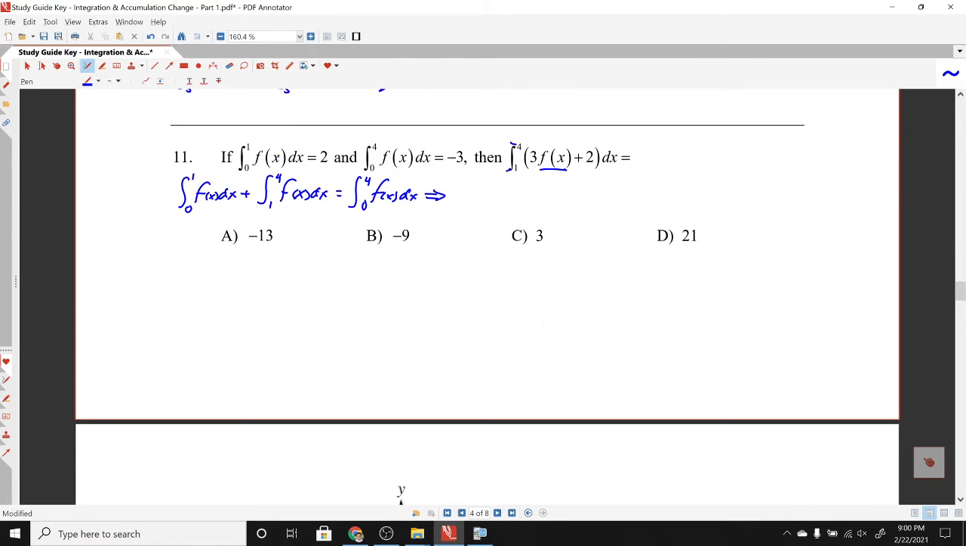Let's go ahead and put in these values. The integral from 0 to 1 is 2 plus the integral from 1 to 4 of f of x dx, which is what we're looking for, equals the integral from 0 to 4, which is negative 3. Solve that equation, and we get the integral from 1 to 4 of f of x dx is negative 5.